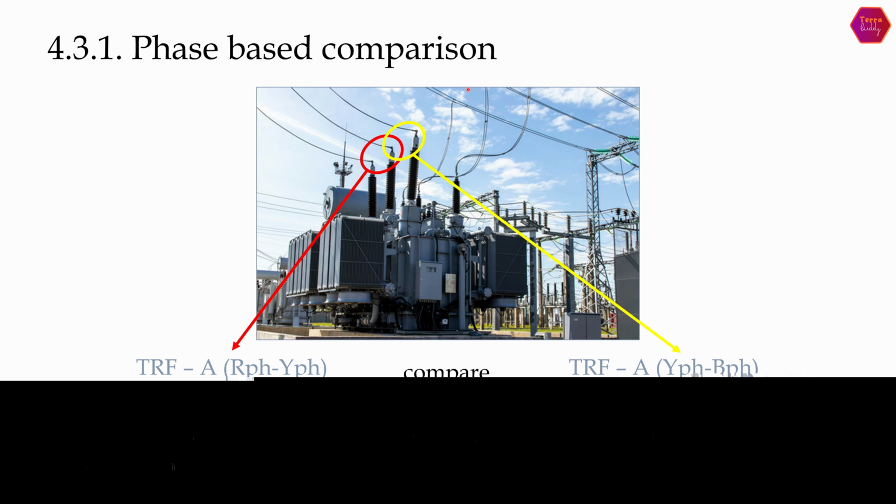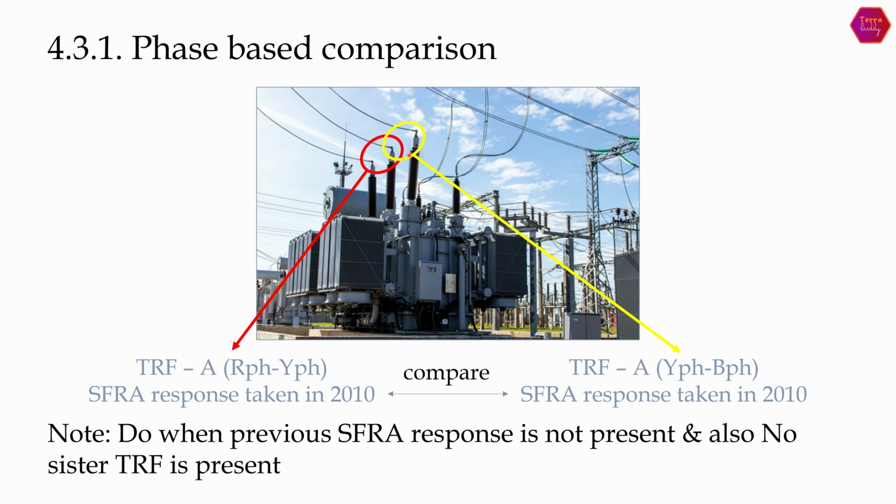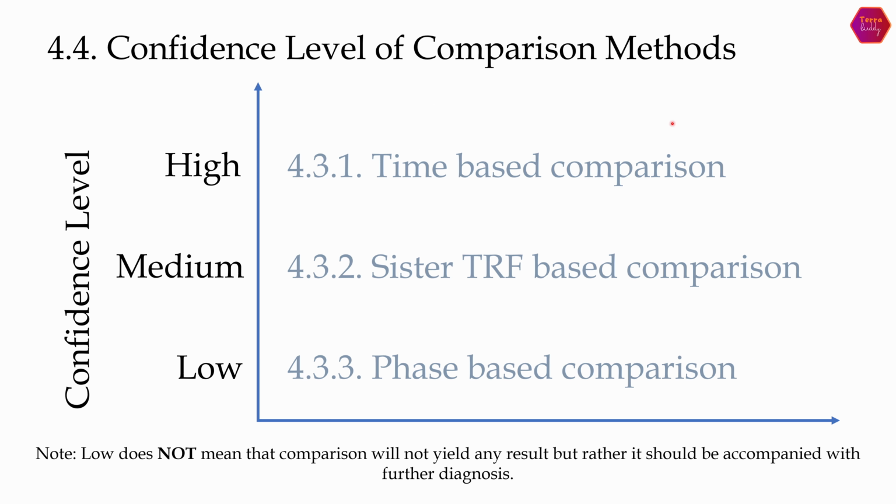Phase-based comparison. In this method, different phase SFRA responses are compared with each other. As you can see here, the RY phase response is compared with the YB phase response of the same transformer. Again, note that this method is to be performed only when neither a previous SFRA response nor a sister transformer is present.